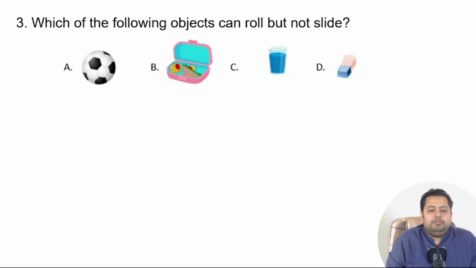Which of the following objects can roll but not slide, right? So there are 4 objects given in the options below. You have to find out which of the products can roll but not slide. Again, 3-second timer, pause it, solve it, and we meet the other side.